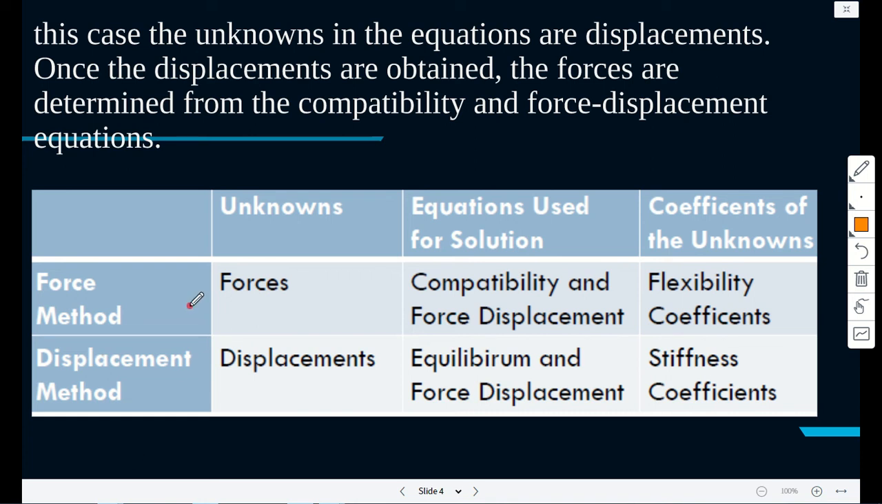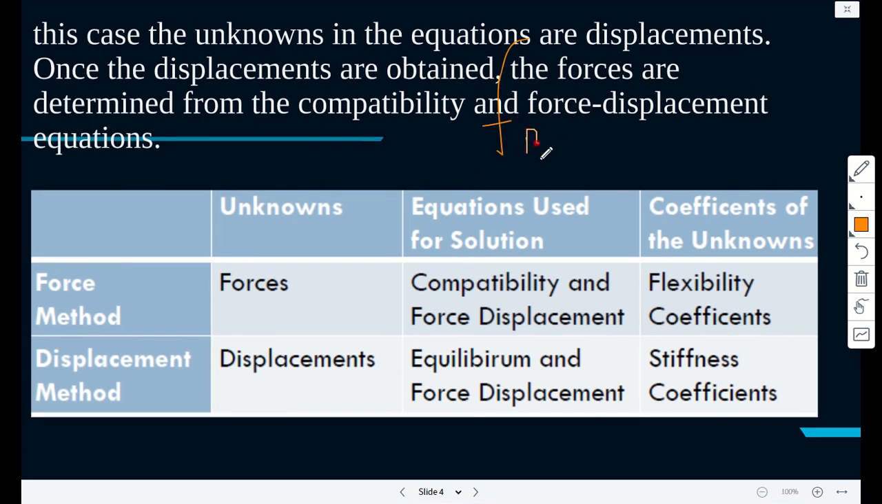So in the force method, what are the unknowns? The unknowns are the forces. The equations used for solution are compatibility and the force-displacement equation, and we use the flexibility coefficient. What I used in the previous case is actually called a flexibility coefficient. This is why I was saying it's quite difficult to separate these two methods. We will talk about it in detail, and then the displacement method. They are quite close to each other.